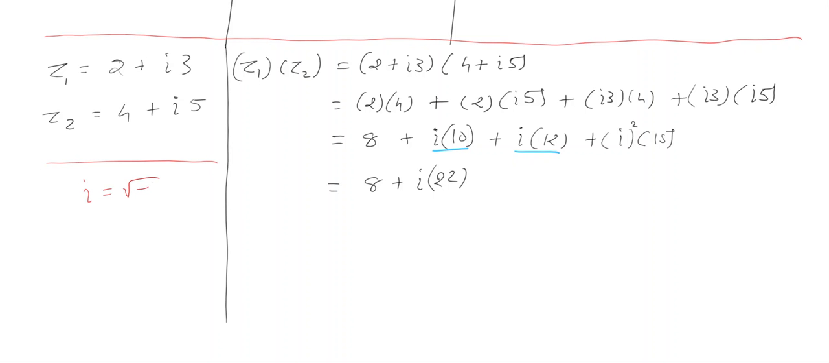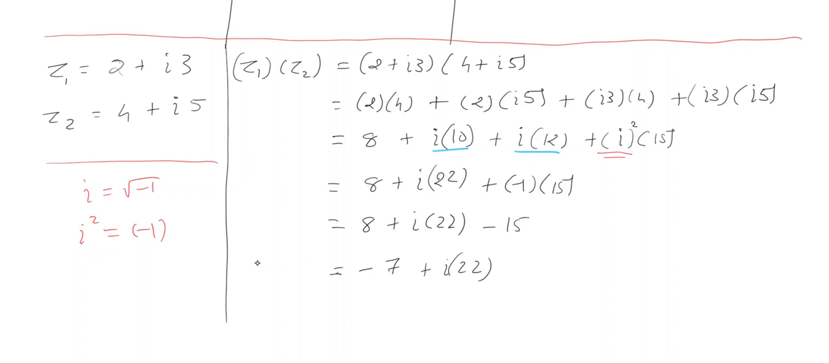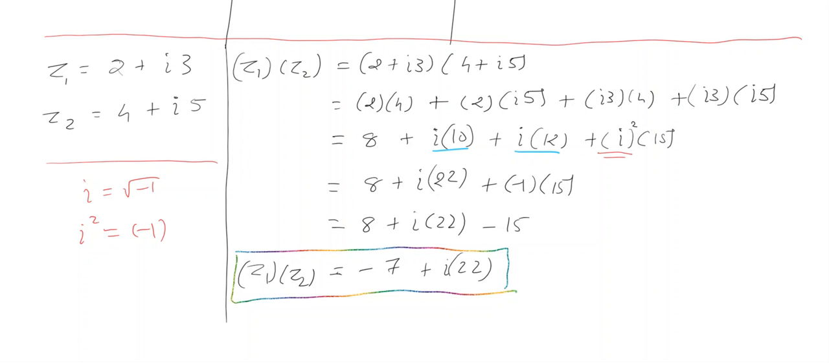Now recall what is i. i is square root of minus 1, and what is i square? It should be minus 1. So I can write this as minus 1 into 15, that is minus 15. So 8 plus i22 minus 15, and then I am left with minus 7 plus i22. This is z1 multiplied by z2. Okay, so this is how you can multiply any two complex numbers. You just have to be careful in this one step.